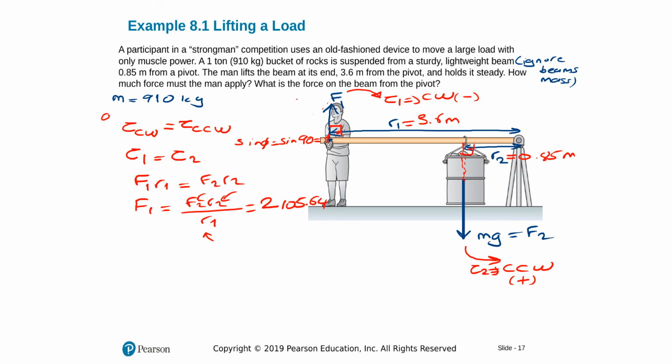Let's call this A. Additionally, the question is asking us what is the force on the beam by the pivot. I'm going to look at that now. Let's do this with blue here. The pivot will apply a force upward.